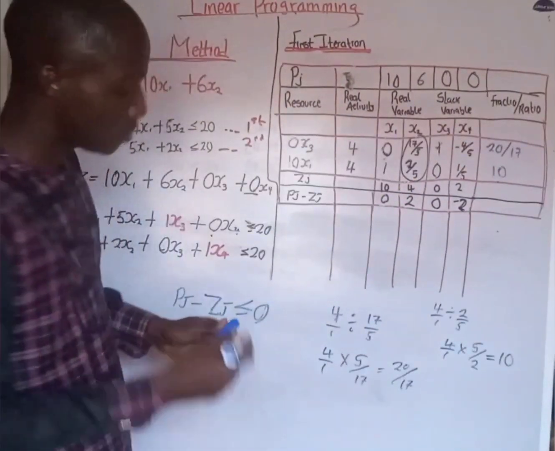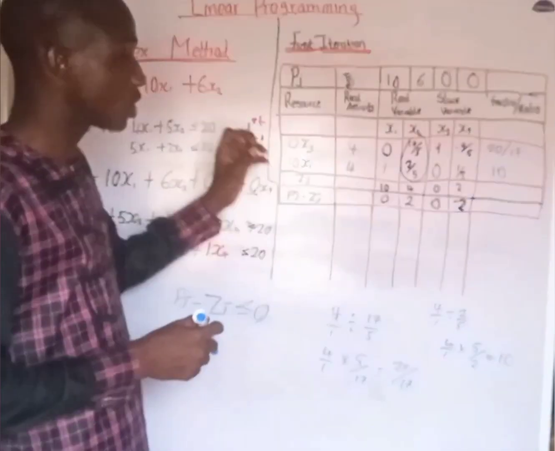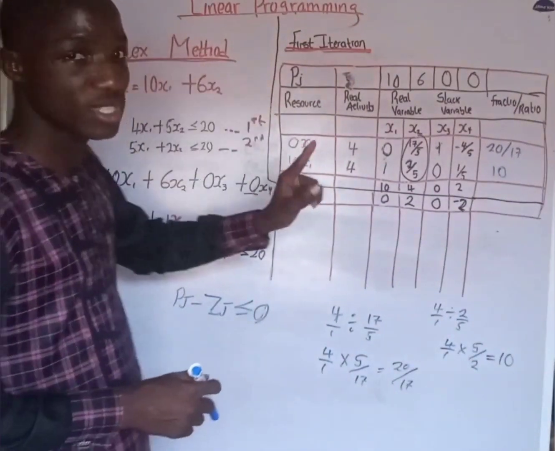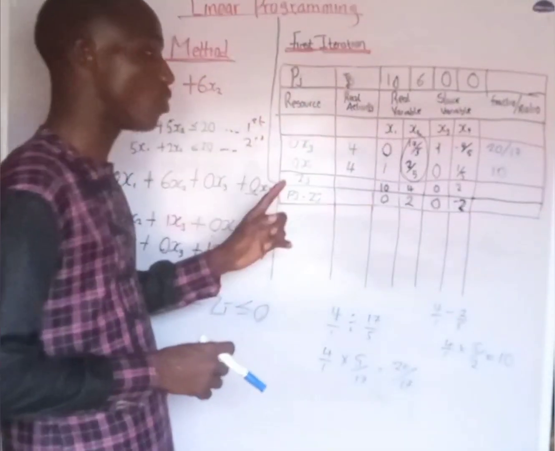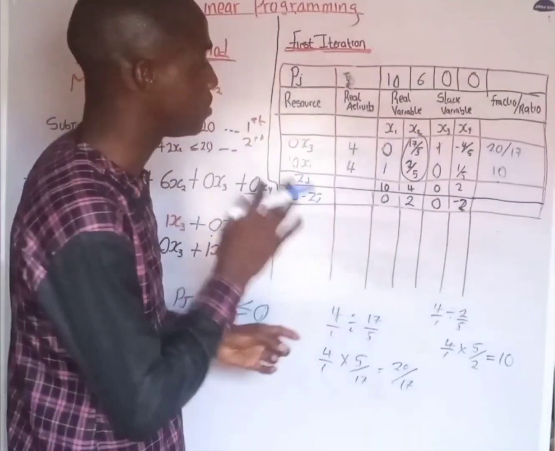Now, how do I determine my key column? From the previous video that I dropped on the channel, I told you that if you want to determine your key row, the least positive value in your ratio, that row will be your key row.